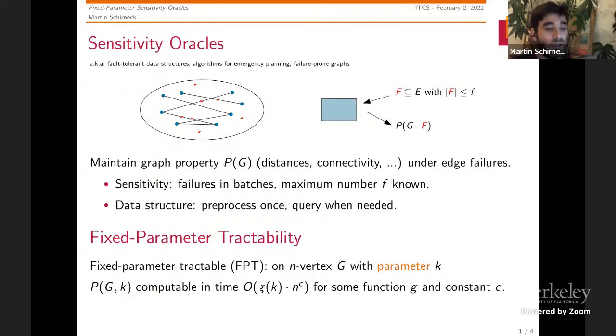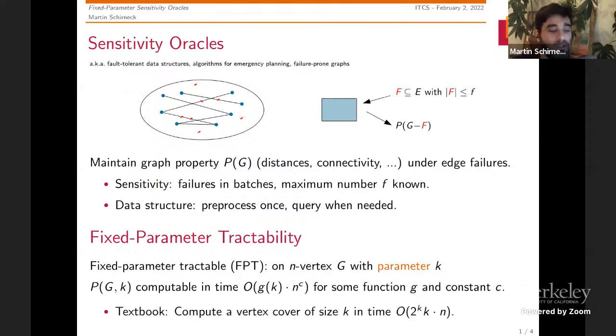Anyway, then this can be computed in some function of k times some fixed polynomial. So the textbook example is that if we only care about a vertex cover of size k, we can compute one, if one exists, in time 2 to the k times k times n. And it does not matter whether we fix k to 2, this is then a linear time algorithm, or for 42, this is still a linear time algorithm.